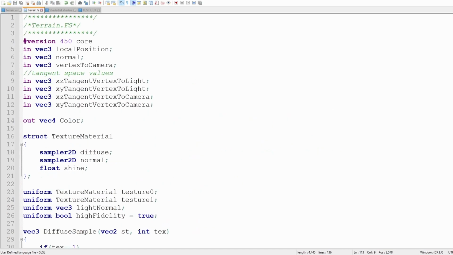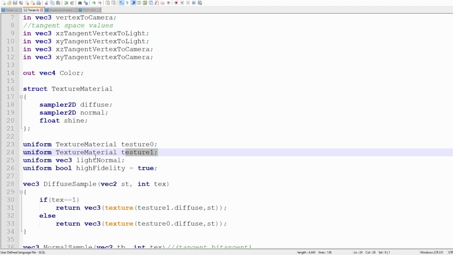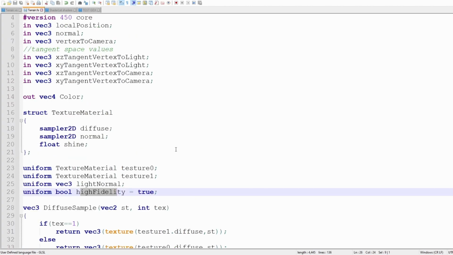Now the fragment shader is a bit more involved, but here are all the in variables that we just output, and then here is the out for the color. And then this is the structure we will be using for texturing. As you can see, there are two of them, one for the lateral faces and the negative Y face, and then one for the positive Y face. This is the light direction, and then this is used for something I'll explain in a bit.